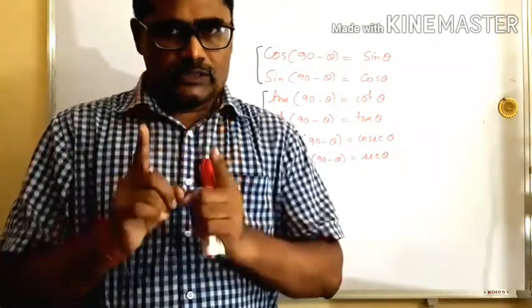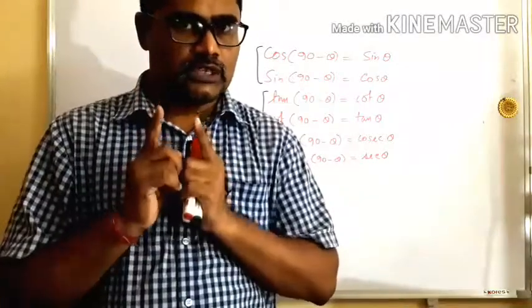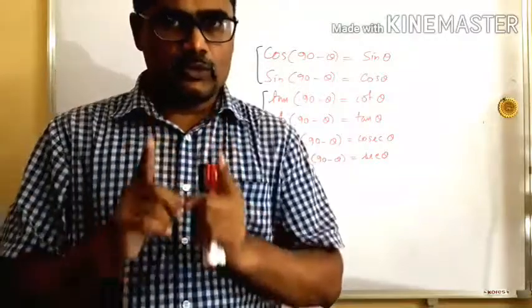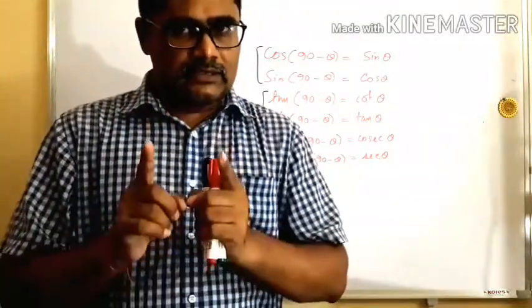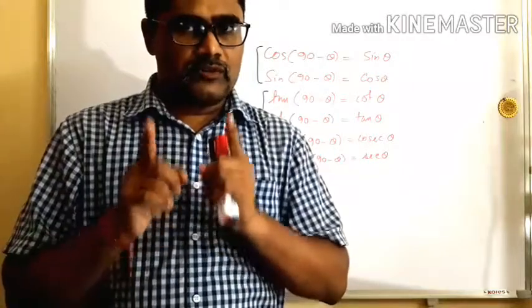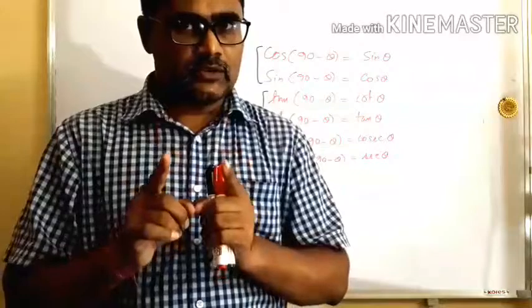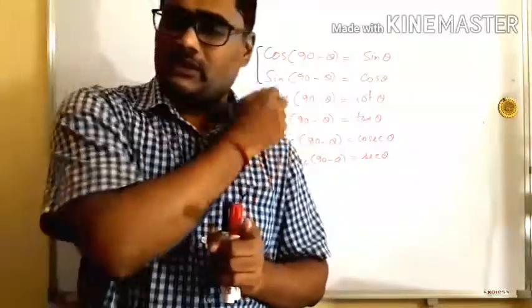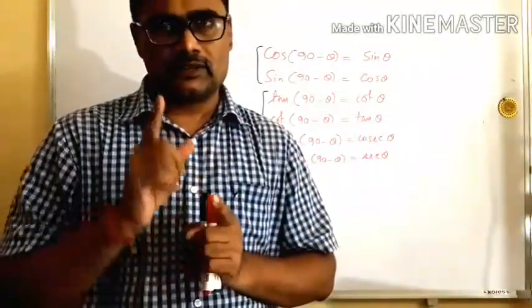whatever ratio is there, that is going to be changed when we use the complementary angle, and when we make a change, either the ratio will be prefixed by co, or if already co is present, we'll remove that one and we'll write the ratio. I'll show you the example, then it will be very clear to you. This is the first thing.